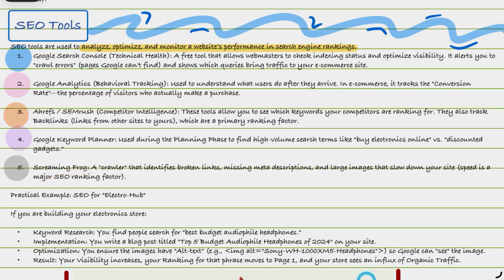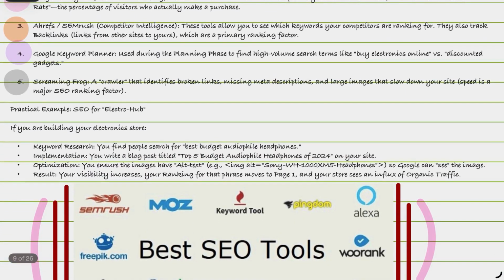Then there is Screaming Frog. This is a specialized site crawler engine. It scans your entire platform to instantly spot the missing meta tags, broken redirect loops, or any overly large image files that slow down your page speed. So remember that page speed is a primary ranking factor as well. So these are the 5 listed SEO tools. There are other tools as well which work proactively to help you optimize your SEO.